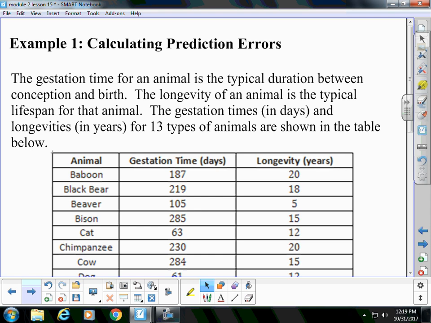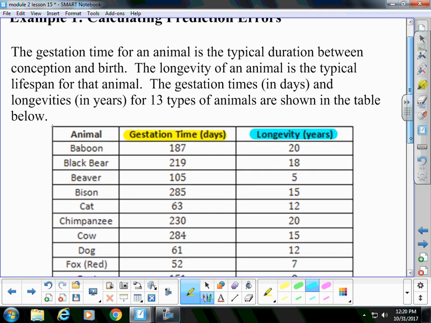Okay, so we have gestation period right here. That's how many days the animal took until it was born. It says from conception to birth. And then longevity, that's this one right here. That's how long in years that the animal was alive. So the gestation time in days and the longevity in years of 13 different animals are shown in this table.